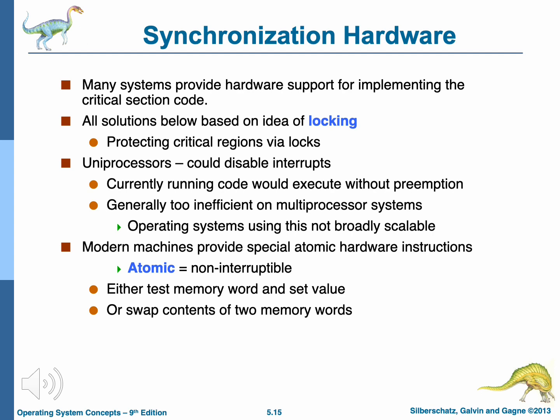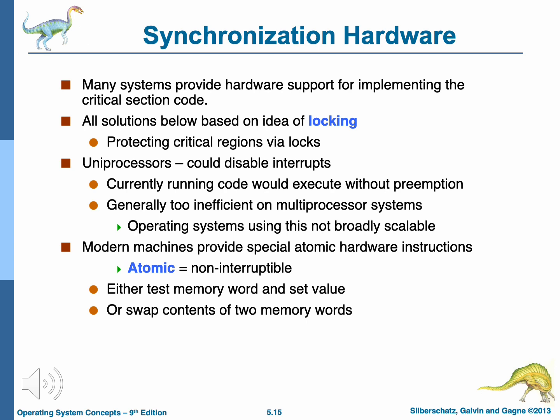All these solutions are based on the premise of locking, that is, protecting critical regions through the use of locks. As we shall see, the designs of such locks can be quite sophisticated. We start by presenting some simple hardware instructions that are available on many systems and showing how they can be used effectively in solving the critical section problem. Hardware features can make any programming task easier and improve system efficiency.